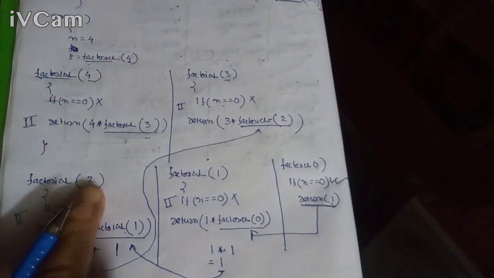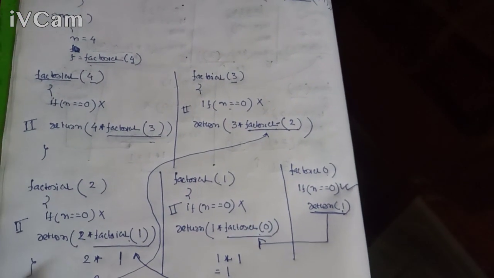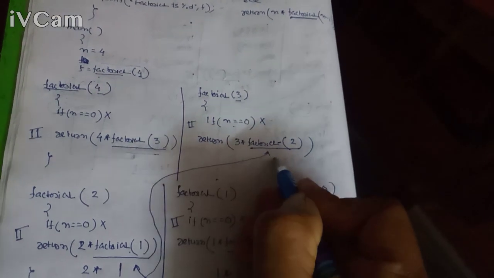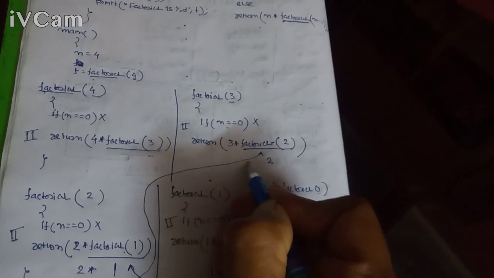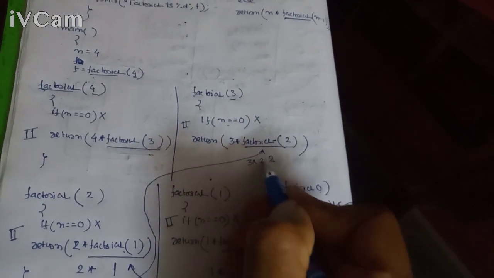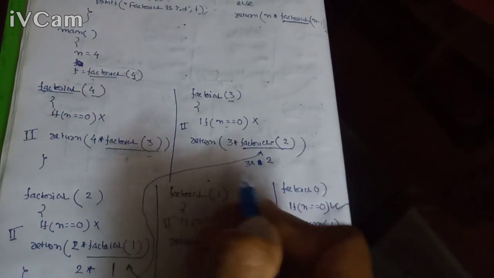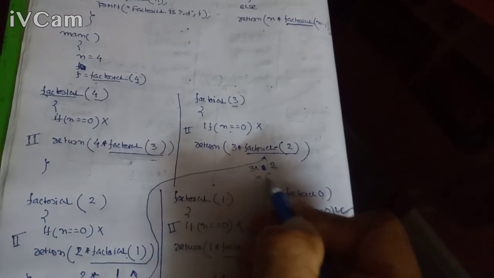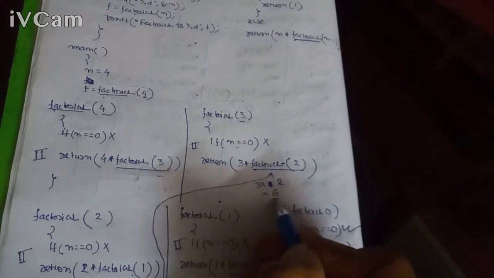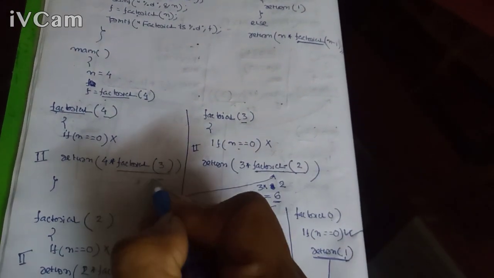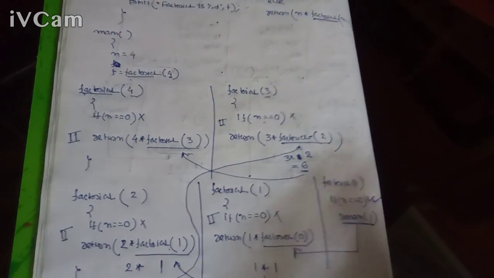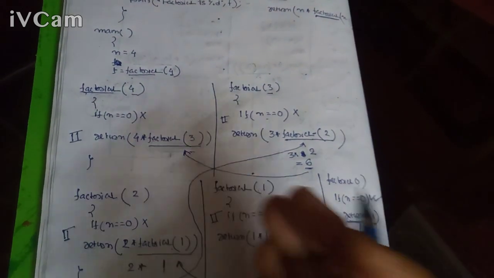What is the value of factorial 2? This one is 2. So it will put 2 here, and the result is what? That is 3 into 2, that is 6. So it will return what? That is 6. So this 6 comes where? In this factorial 3. All are waiting for the result, okay, and are paused.